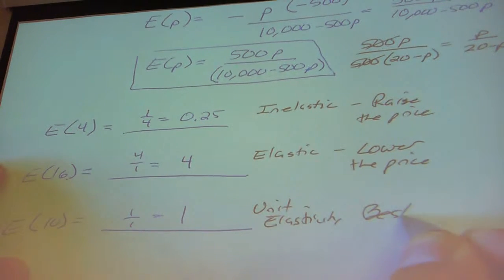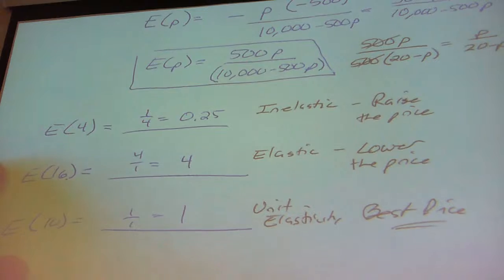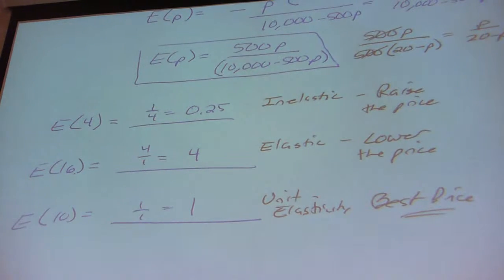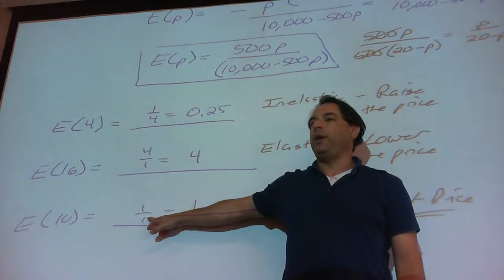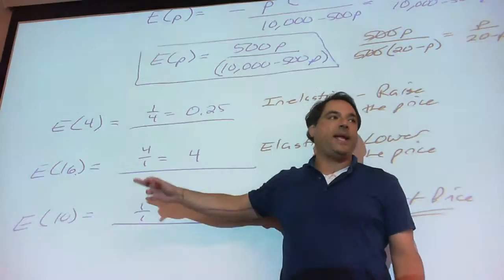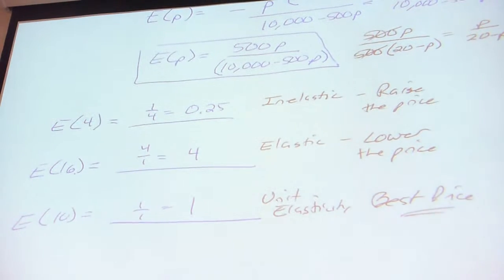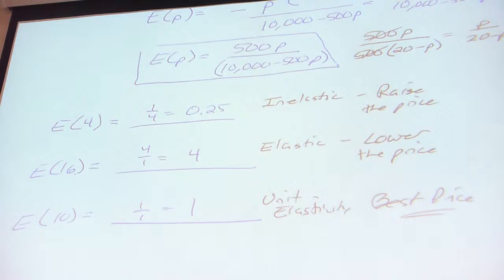That's the best price. And why is it the best price? It goes back to the definition. If you charge $10, you increase 1% in price, but you only lose 1% in demand. It equals out. Okay? So what you need to pull from this is, if it's less than 1, you're inelastic, raise the price. Too cheap. $4, too cheap. $16, you got 4, it's greater than 1, you're elastic, lower the price.